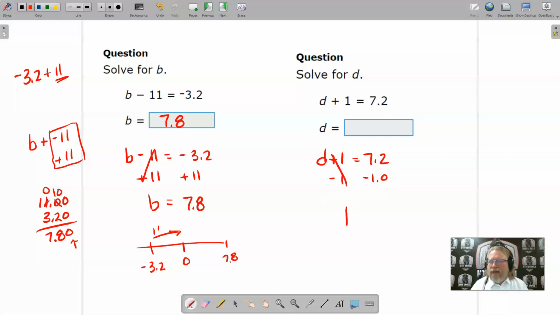The 1s will cancel each other, leaving us with just d. And 7.2 minus 1, well, that's going to be 6.2, right? Don't really have to do it off to the side there. Let me kind of mentally do that one pretty easily.